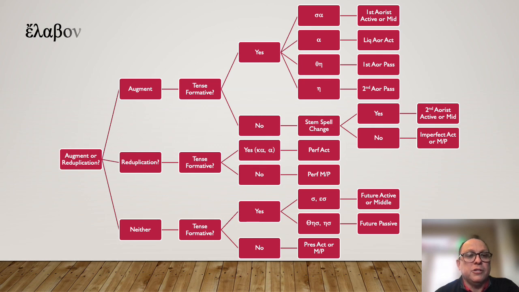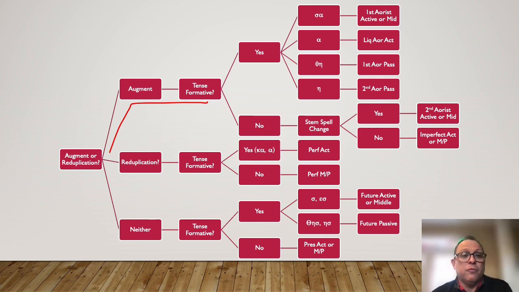Okay? So once we get there, if we know the lexical form is lambano, we ask ourselves this augment reduplication question, we'll be moving up here to augment, then we'll go over here, does it have a tense formative? The answer is there is no sigma alpha. There is no alpha because we don't see the alpha there. There is no theta, eta, or eta for that matter. So we do have an augment.